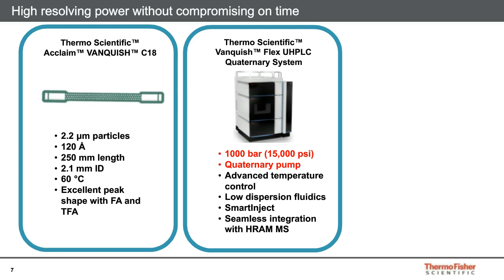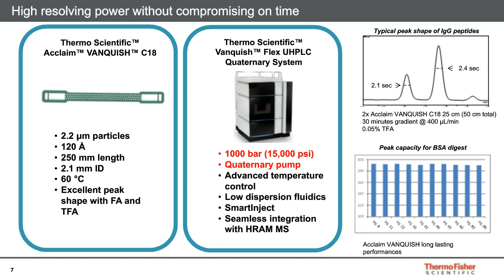Here we can just have a glimpse of the performance of this solution. In the chromatogram on the top right of the slide, you can see a detailed view of 2 peptides separated by coupling 2 Acclaim Vanquish columns together for a total length of 50 centimeters, and a 30 minute gradient time. Please notice the exceptional peak shape, very symmetrical peaks, and also how narrow these peaks are. We are talking about 2 seconds at half height.